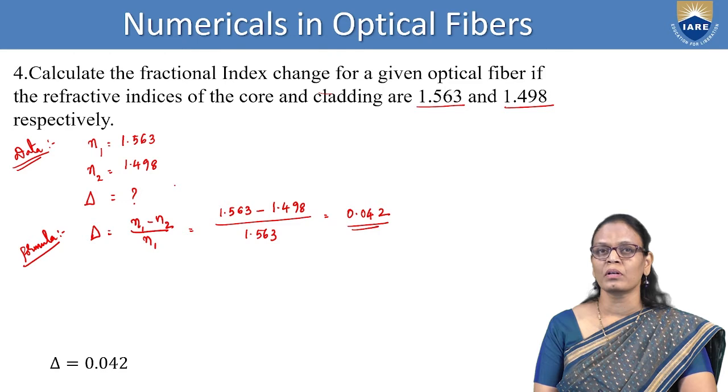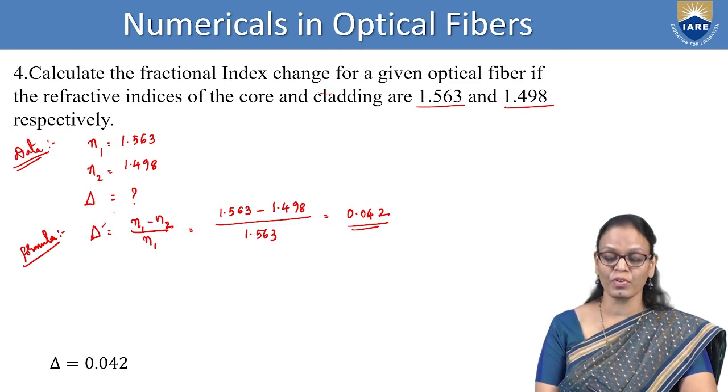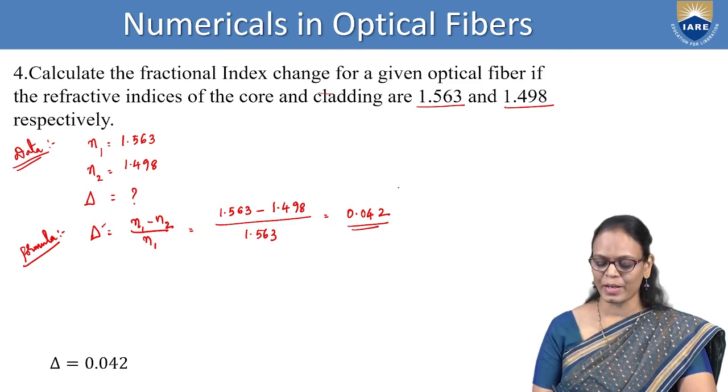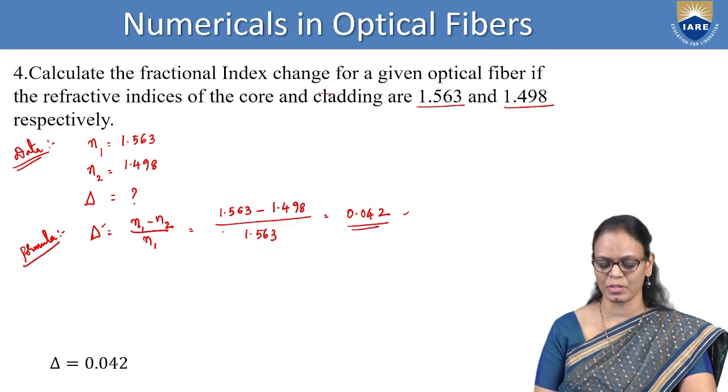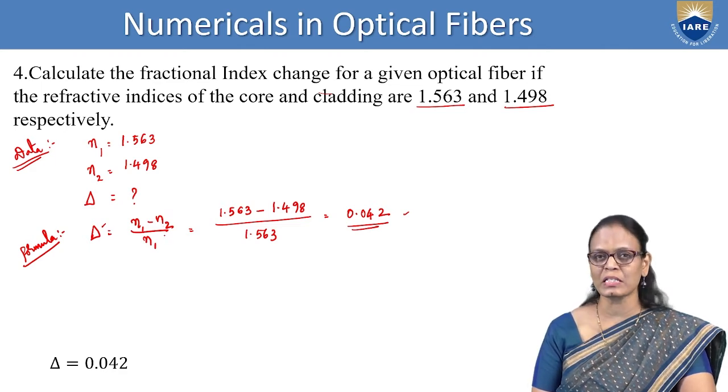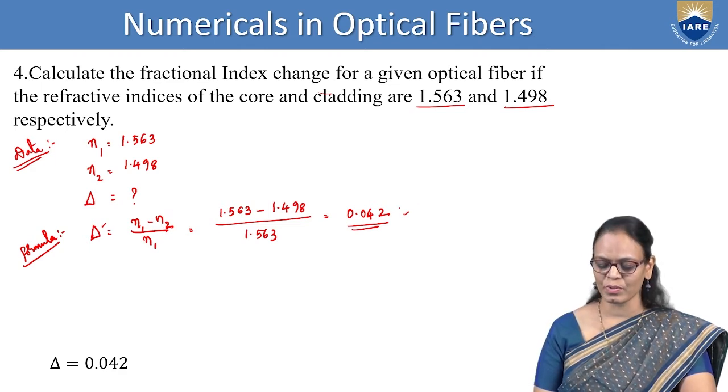So the refractive index for a given core cladding combination is 0.042. And because it is a ratio of two numbers, the refractive indices of same quantities, there is no unit, it is simply a number.